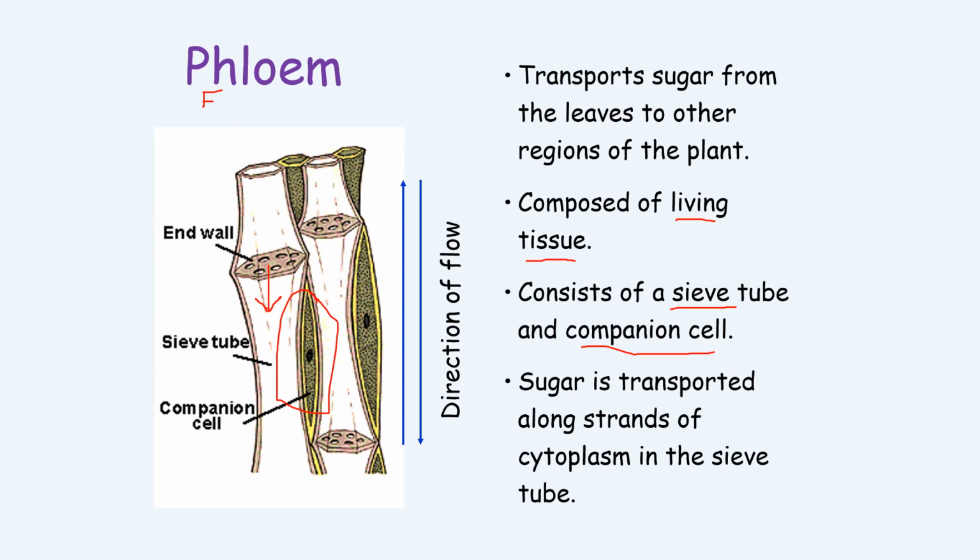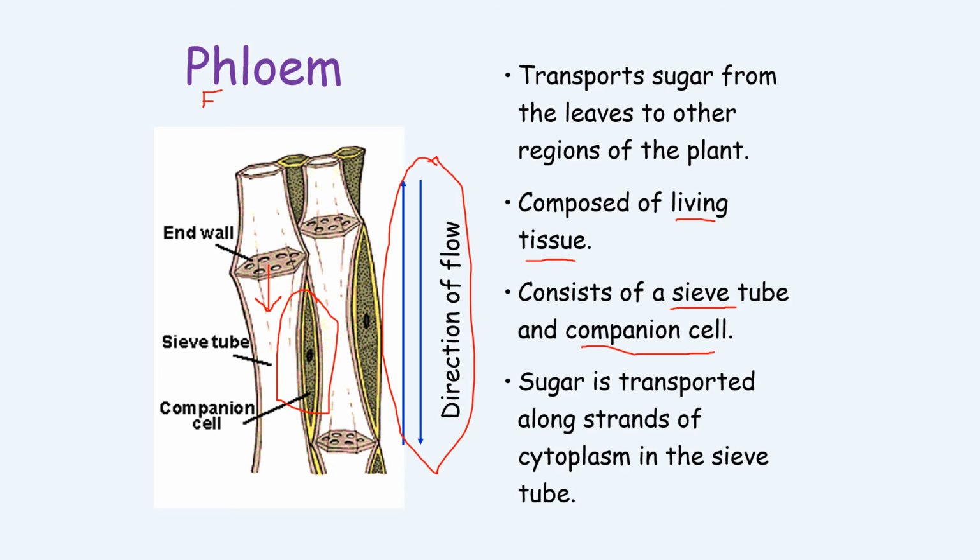So sugar is transported along the strands of the cytoplasm in the sieve tube, and you'll also notice that the sugar can move up and down the plant, unlike the water that can only move up the plant. So it can move down and up the plant.